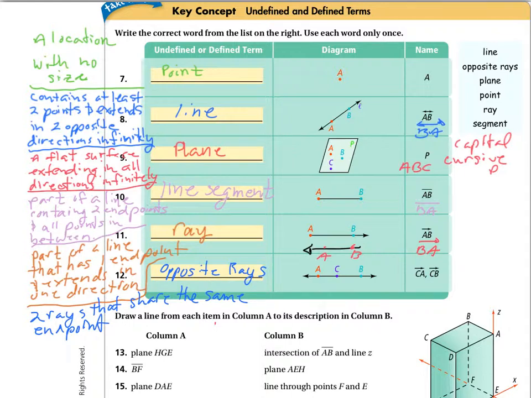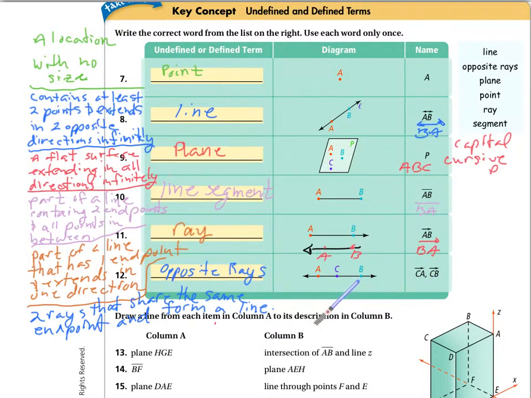And form a line. And so what endpoint do these two rays share? If I've got rays going in opposite directions, what endpoints must they share? C. So notice that they've got C, starting at C, going through A, that's this part of the ray right here, and starting at C, going through B, is the notation for that ray there.